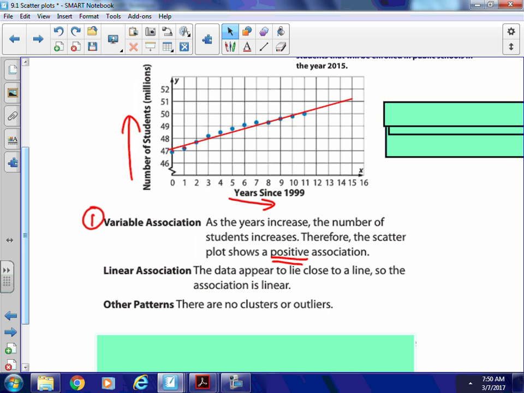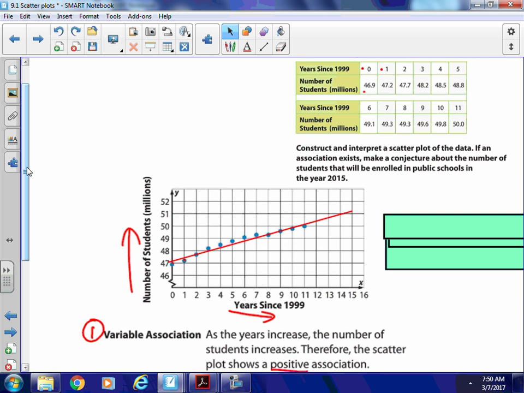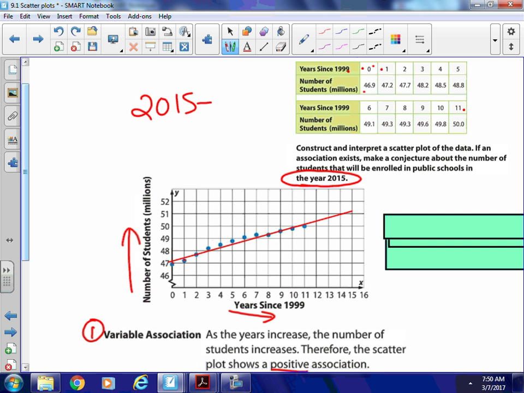Okay, now here's the last thing they asked us to do. Let me scoot up here. They said, if we saw an association, we've got to make a prediction about the year 2015. Notice our data didn't go that far. So the year 1999 is year 0. So the year 2015 minus 1999 is going to give us 16 right here.